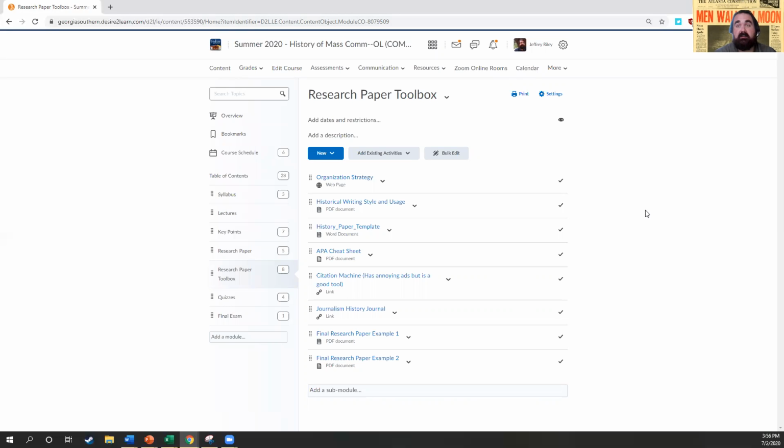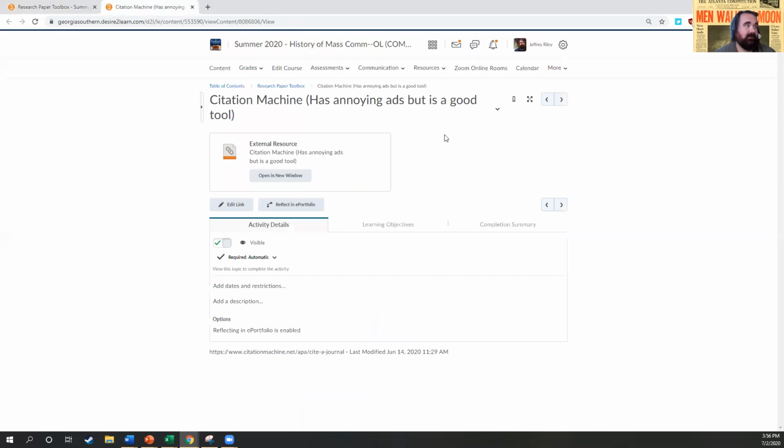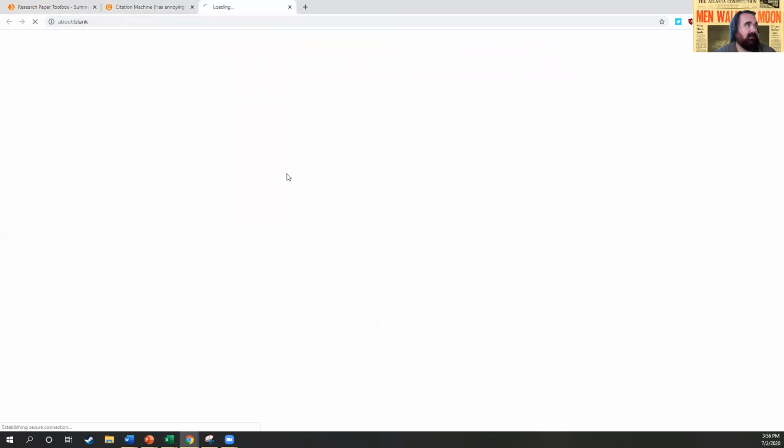Now, let's say you are not really necessarily good at APA and you don't necessarily like following this whole cheat sheet thing. I did link another website here, which is called Citation Machine. And I put in parentheses after the link that it's annoying, but is a good tool. I have used this for years and years and years. And for some reason, it seems like every single time I open it new, there's some new ad they have put on it. It is a free service, but it's free because they shovel ads at you. Like, here we go.